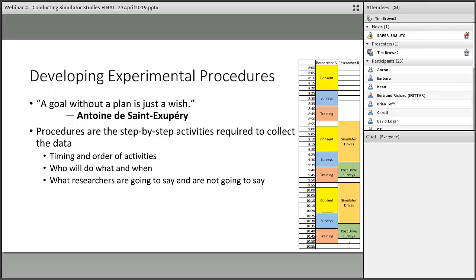So I've got a quote on there to start us off with. A goal without a plan is just a wish. And I always wish to have good data, but if I don't plan appropriately, then I'm not sure that I'm going to get that good data out at the end.